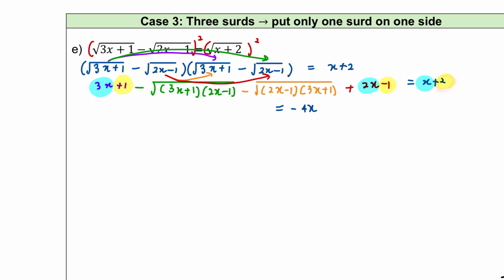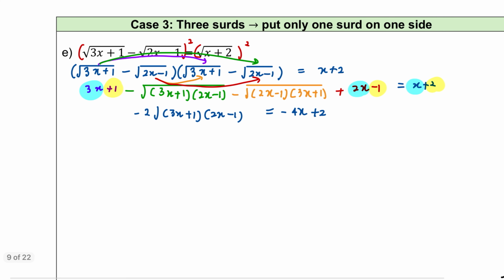Okay, and then the green set and the yellow set dia jadi satu benda. Okay, sebab dia orang benda yang sama, so kita tengok nombor di depan sahaja. Sini adalah 1, sini 1. So, negatif 1 minus 1. So, kita dapat negatif 2. Negatif 2 set 3x plus 1, 2x minus 1. Like this. Okay, settle.